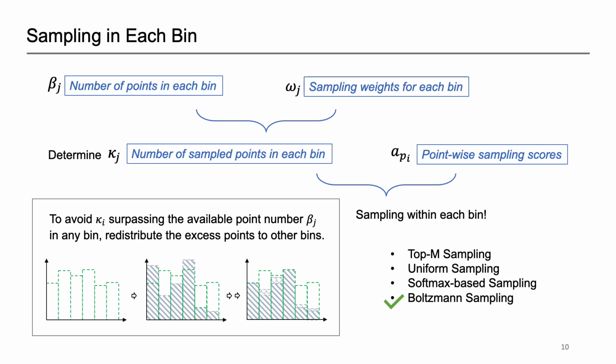Now we have the number of points and the sampling weights for each bin. Subsequently, the number of points to be sampled within each bin can be determined by scaling the weights. To avoid the actual sampled point number surpassing the available point number in one bin, a redistribution method is introduced. Within each bin, we adopt Boltzmann sampling. In this way, shape-specific sampling strategies are successfully learned for different shapes.